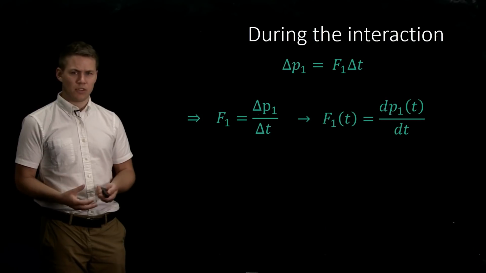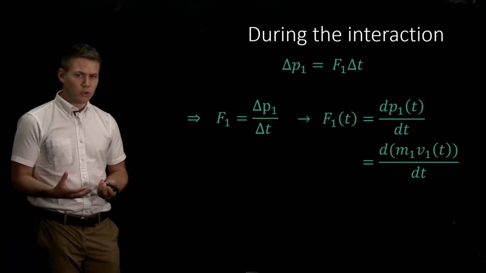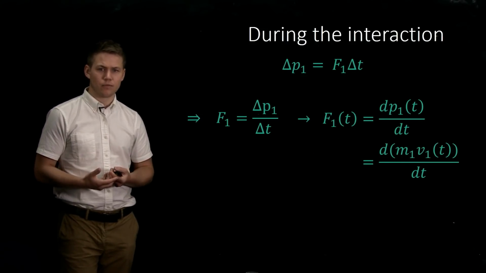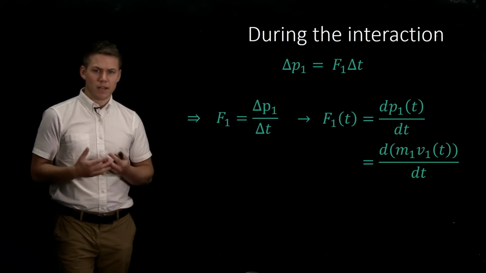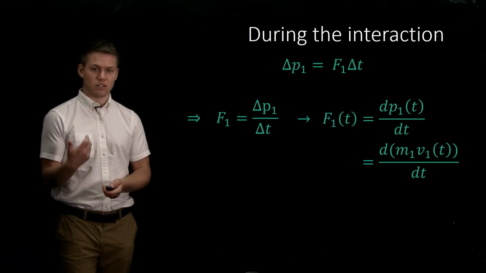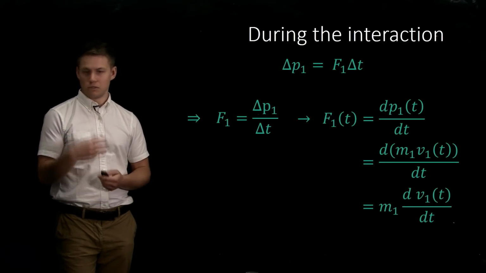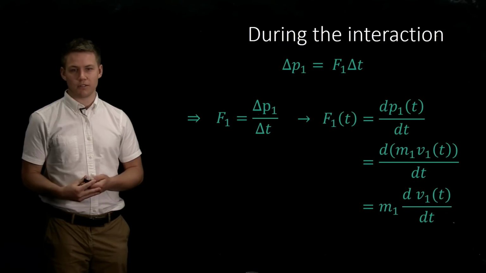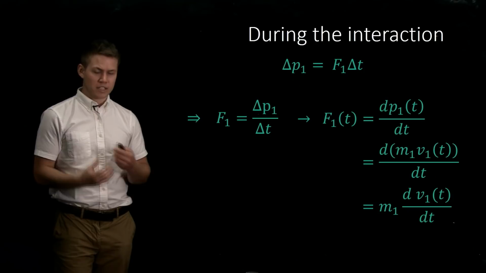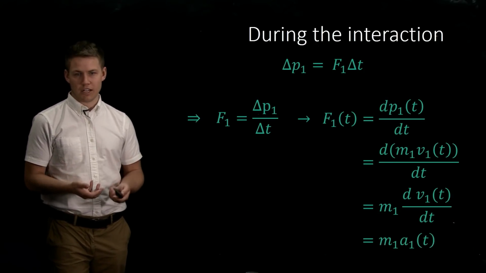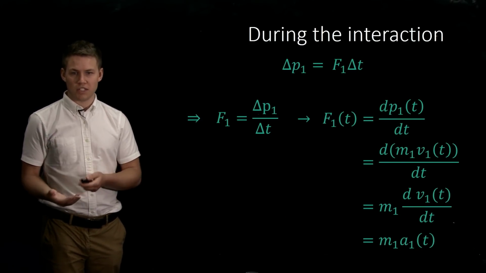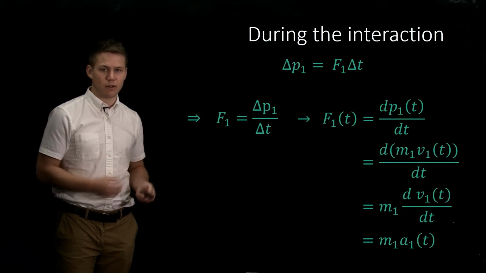Okay, what's the idea with this? Well, P1, of course, is just the mass of the particle times the speed of the particle. The mass of the particle remains constant, at least in this example, and so we can just pull that out the front. It comes out of the time derivative, and so we have m1 times d by dt of v1. And what exactly is that? Well, of course, that's just the acceleration. So we've come full circle. The force is equal to the mass times the acceleration.